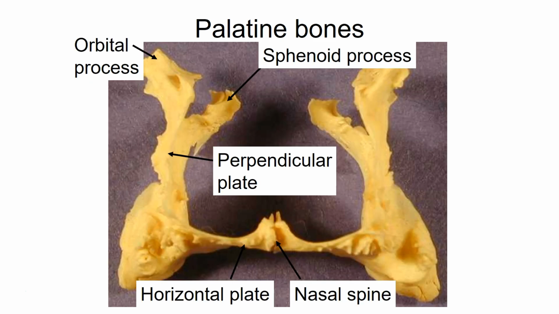Here is an image of extracted palatine bones with connections to the sphenoid bone, perpendicular plates making up the side walls of the nasal cavity, horizontal plates making up the posterior part of the hard palate, and the posterior nasal spine where those come together.